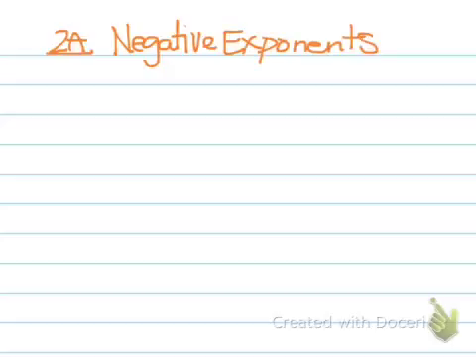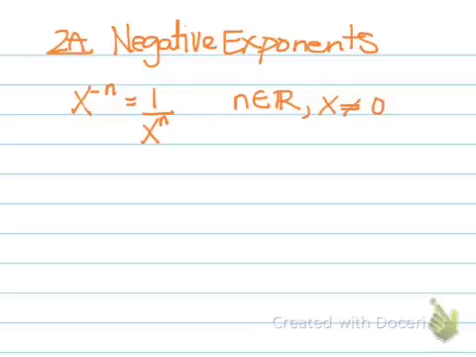Okay, so we'll start with negative exponents. If you have a number that is raised to a negative power, you write it as 1 over the number to the power, but this time the power is positive. So x to the negative n is equal to 1 over x to the n. And n has to be a real number, and x cannot be equal to 0.